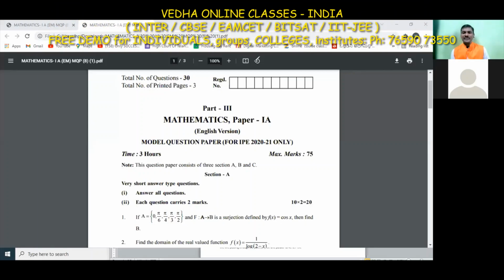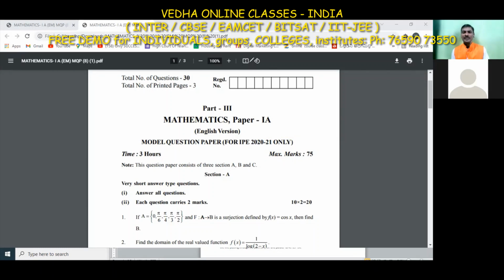Okay, so here, in Intermediate Mathematics 1A, this paper is given by the Board of Intermediate Education. Here he mentioned model question paper for IPE 2020 to 2021 exams only. This paper is specially for 2020 and 2021 exams. It is based on the 70% syllabus, as 30% of the syllabus is deleted. So based on that new syllabus, this question paper is given by the board.